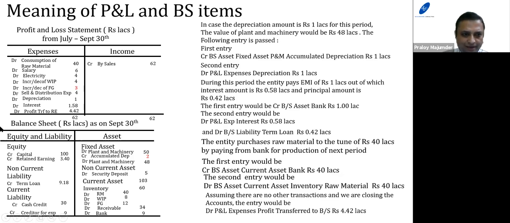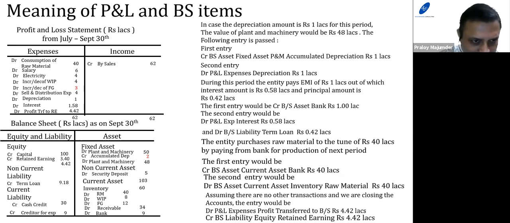Where would this be transferred? This would be transferred to the retained earning. Previous retained earning was 3.40. Now retained earning has become 4.42. Again, this is credit. Previously it was credit. So credit plus credit, the summation would be there. In that case, your retained earning will be 7.82.